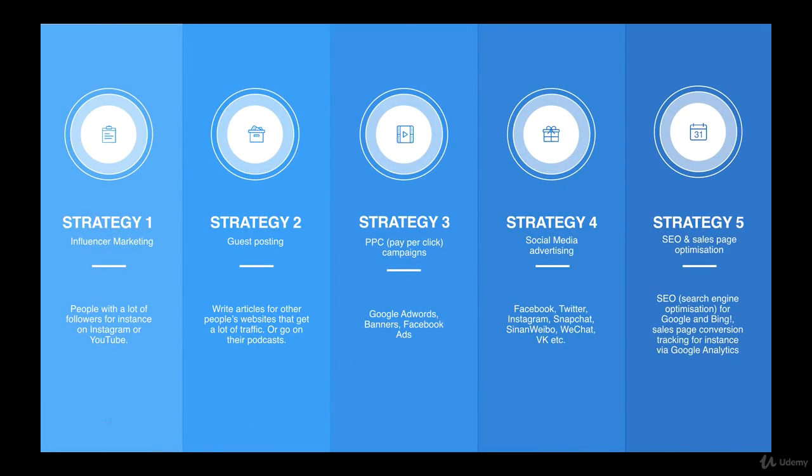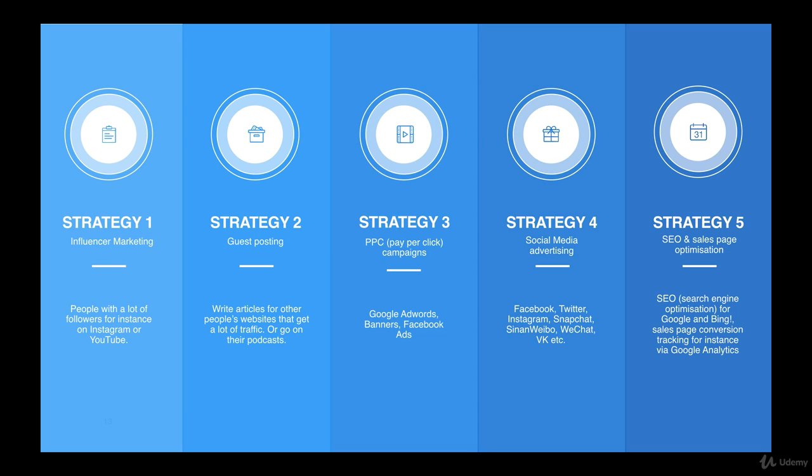So strategy number 1 is influencer marketing. Strategy number 2 is guest posting. Strategy number 3 is PPC, so pay-per-click campaigns. Then strategy number 4 is social media advertising. And strategy number 5 is SEO and sales page optimization. So how exactly can we drive traffic to our sales page? How can we get more leads?